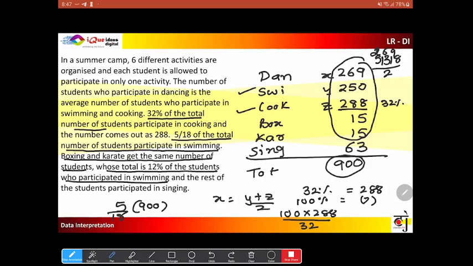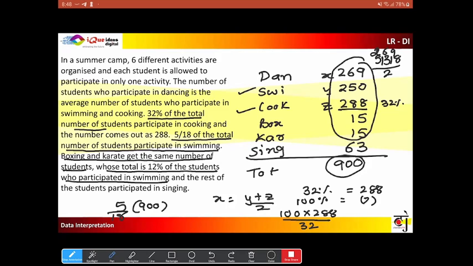Sir, but shouldn't the equation come out to be boxing plus karate is equal to 12% of swimming plus singing? Why? Because singing is there in the end. It says boxing and karate get the same number of students, whose total is 12% of the students who participate in singing. Okay. And the rest of the students in swimming, and the rest of the students participated in singing. So one more important skill in data interpretation other than calculation, average, ratio, is English. Interpreting the data also is linguistic skills.